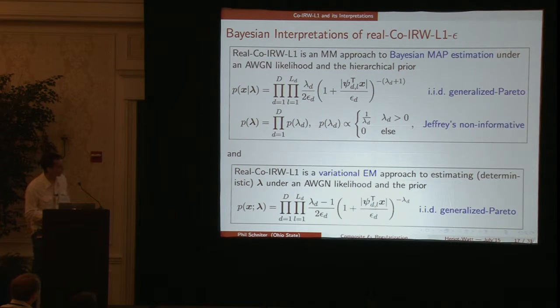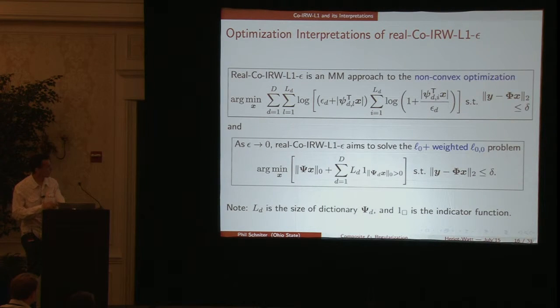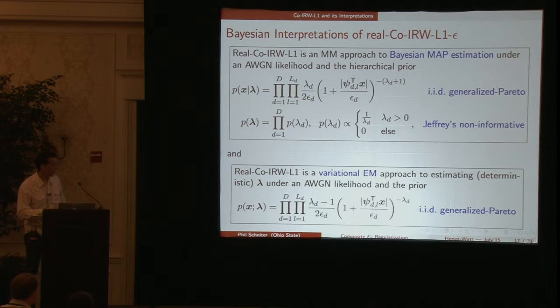Now, from the Bayesian perspective, it's interesting: instead of IID Laplace, if I condition on those interdictionary weights, it's actually IID generalized Pareto. So that is a slightly different approach. And again, Jeffreys non-informative priors for those. You put these two things together, and you get exactly this MAP cost here. And if you instead prefer the EM perspective, where you think of these lambda weights as deterministic, then you could say it's IID generalized Pareto, and you do an EM-like optimization of those weights. You get the same algorithm.